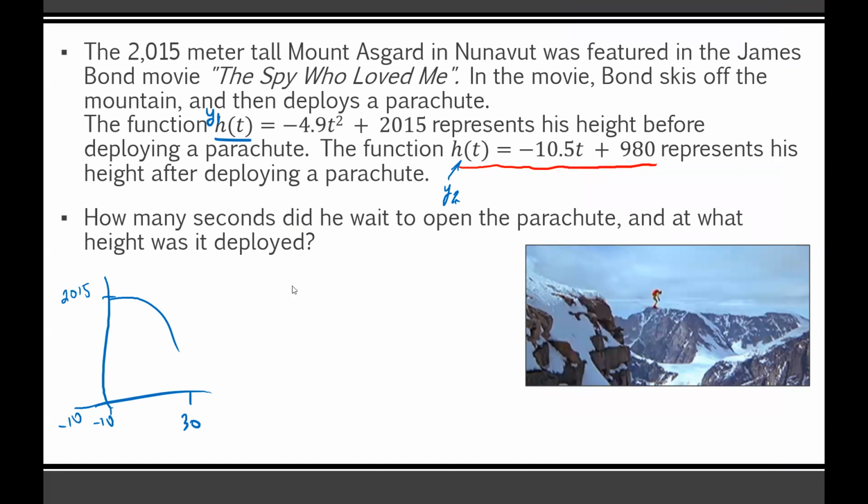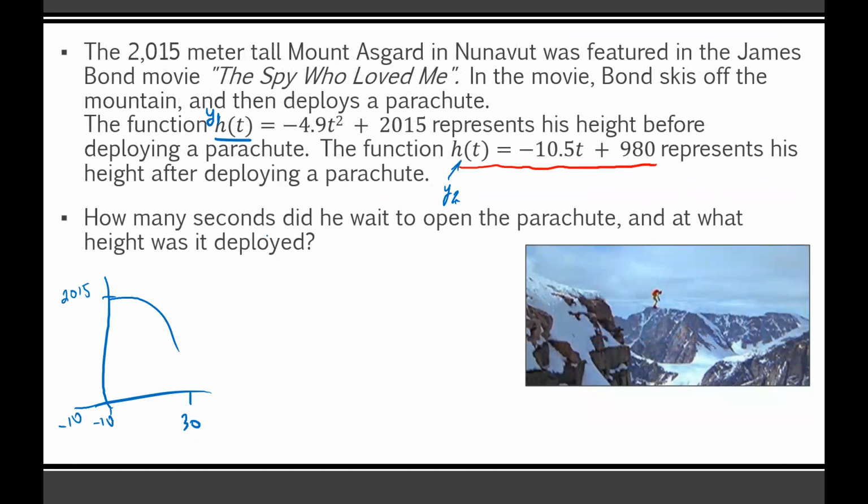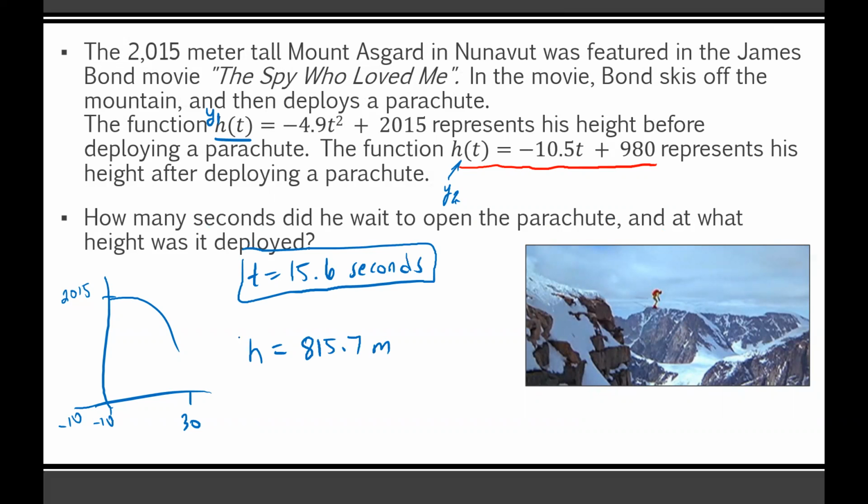Let's write that down back over here. Oops, didn't mean to go forward. Sorry, guys. We will say the amount of seconds he waited to deploy the parachute, so T is equal to 15.6 seconds. There we go. And at what height was it deployed? So I'll say H equals 815.7 meters. See, that wasn't too bad, right?